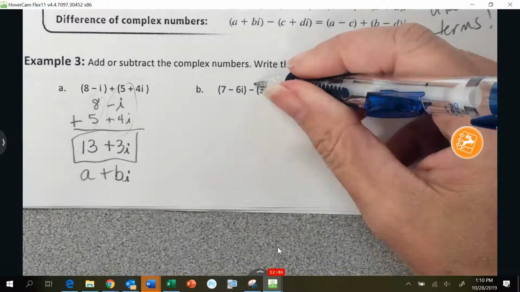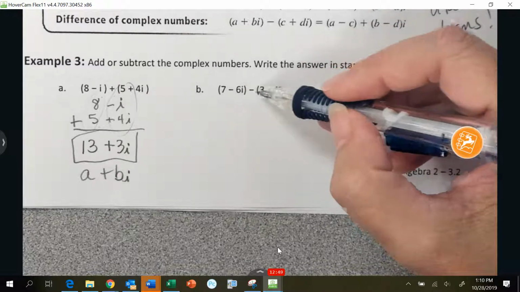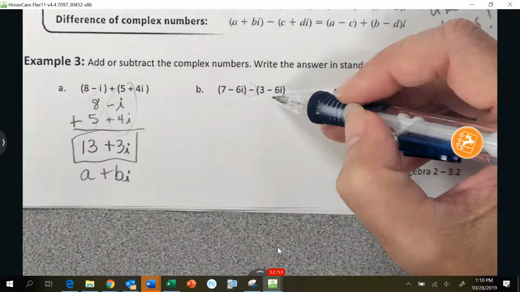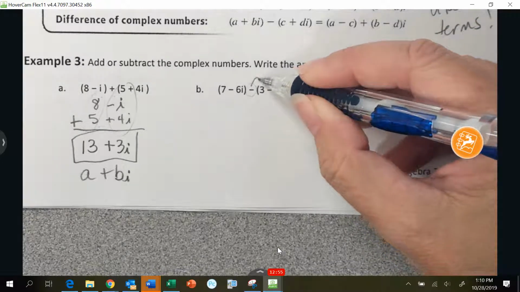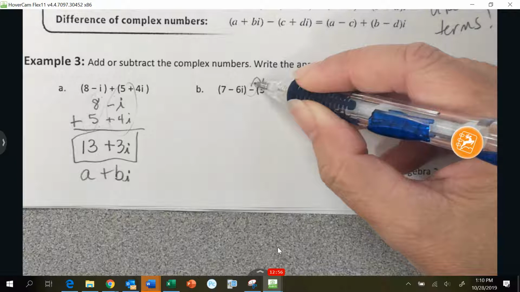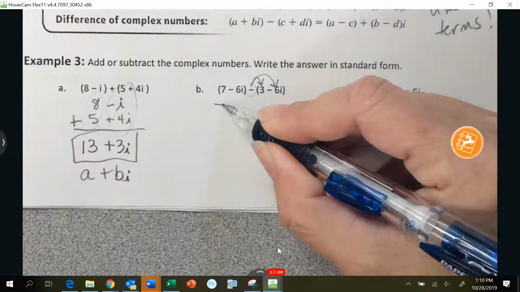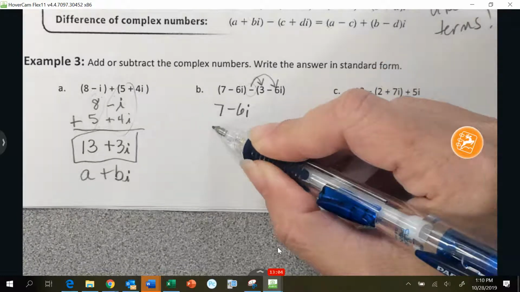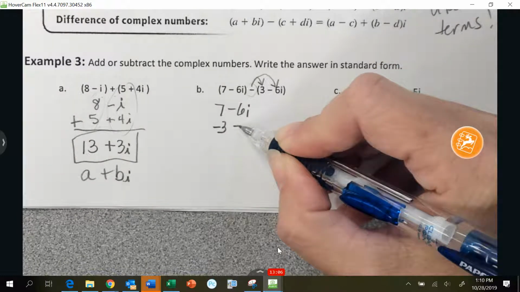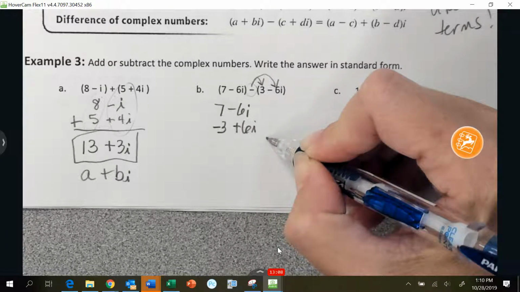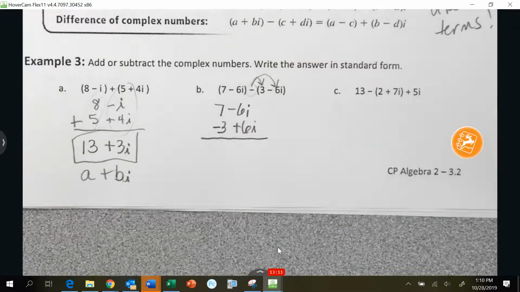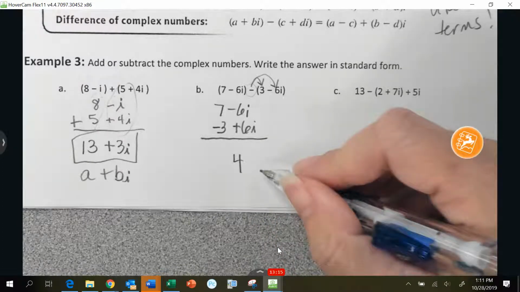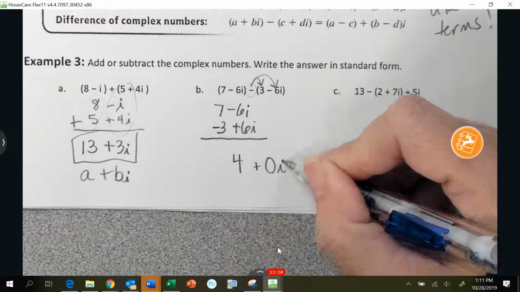All right, so this next one, we've got 7 minus 6i, subtract 3 minus 6i. So this subtraction in the middle, is that going to change signs? Yes. So I need to subtract everything in my parentheses. I'm going to have 7 minus 6i, and then negative 3, and a positive 6i. We can combine our like terms. It's 4 plus 0i.